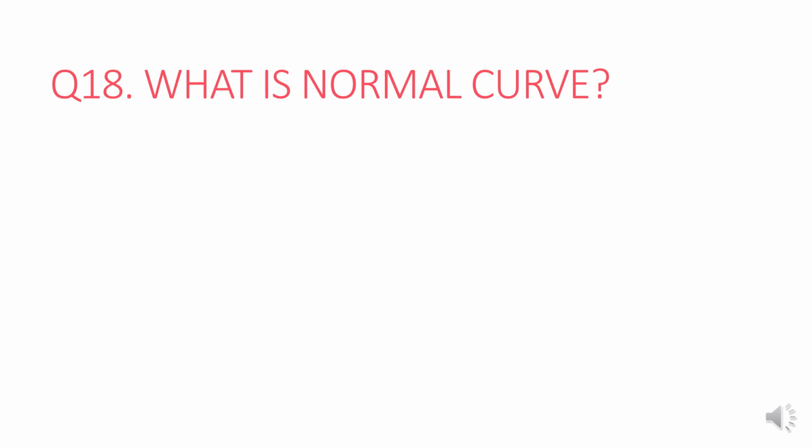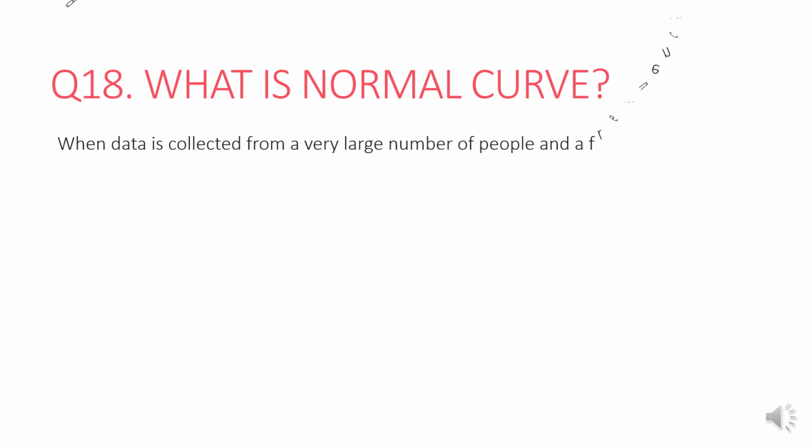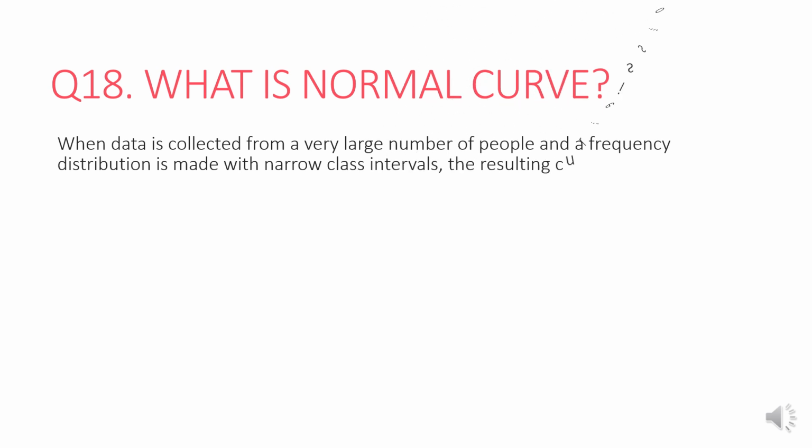What is normal curve? When data is collected from a very large number of people and the frequency distribution is made with narrow class intervals, the resulting curve is smooth and symmetrical, and this is called a normal curve.